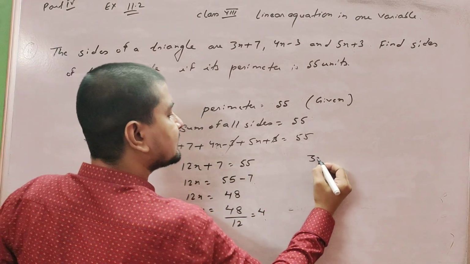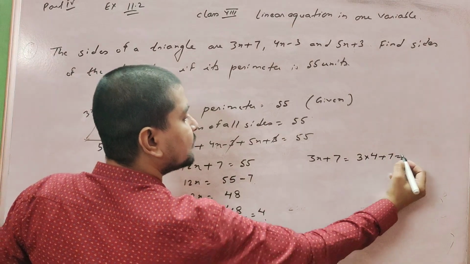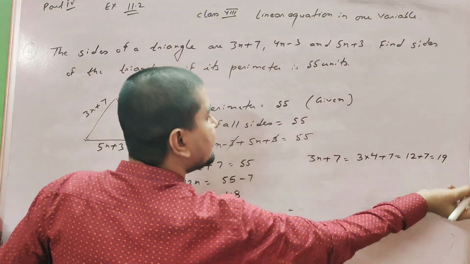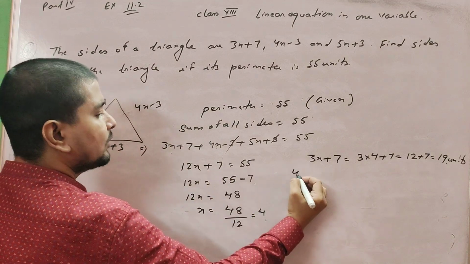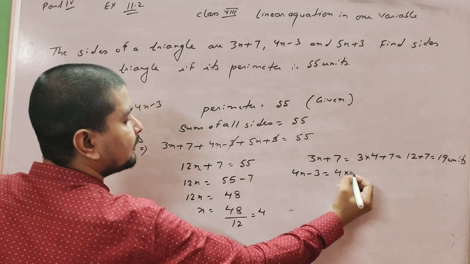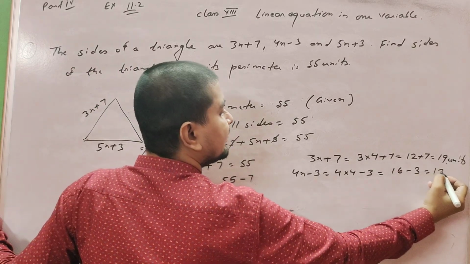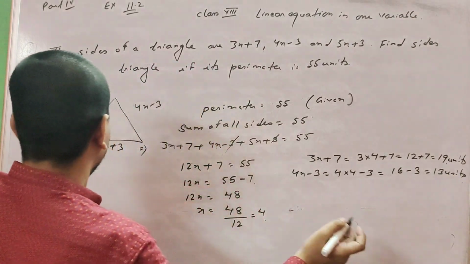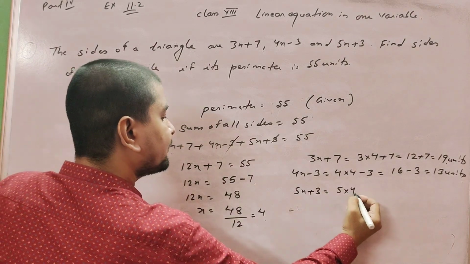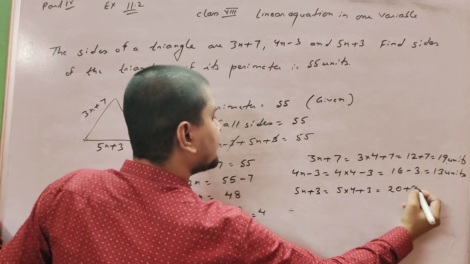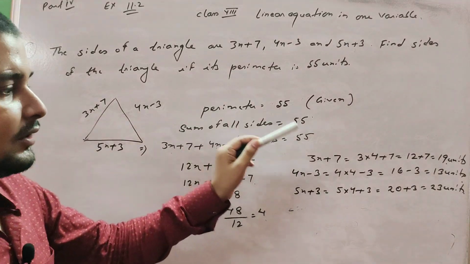So the first side is 3x plus 7. In place of x we write 4: 3 fours are 12 plus 7, so the first side is 19 units. The next side is 4x minus 3: 4 fours are 16 minus 3, that is 13 units. Next is 5x plus 3: 5 fours are 20 plus 3, that is 23 units. So we get the answer 19, 13 and 23.